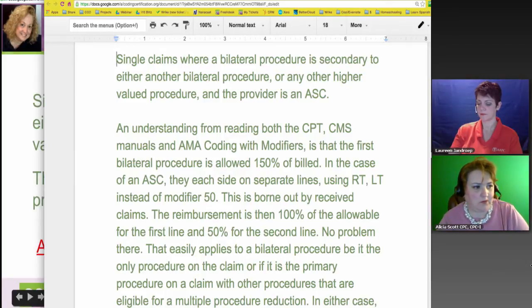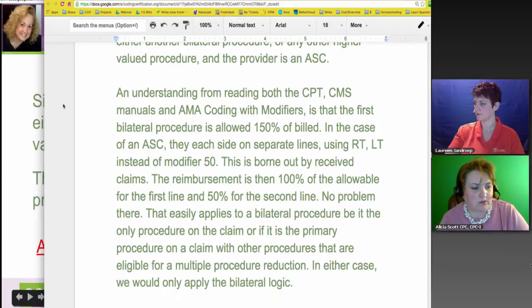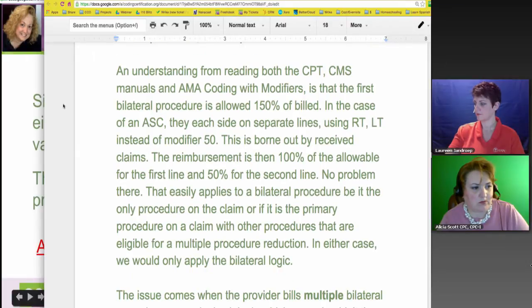This is borne out by the received claims. Evidently, this person has been filing a 50, and they've come back from the insurance carrier saying they need to separate them out by RT/LT. I don't do that in my facility, but that's fine. You can do it either way you want to, unless Medicare says different. The reimbursement is then at 100% of the allowed for the first line and 50% for the second line.